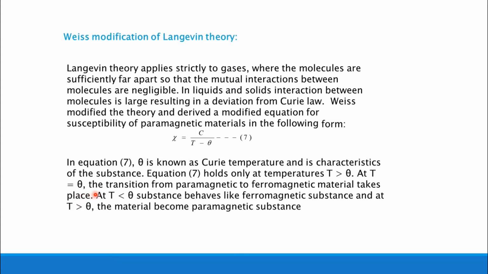At T is equal to theta, the transition from ferromagnetic to paramagnetic materials takes place. At T is less than theta, the substance behaves like a ferromagnetic substance, and at T is greater than theta, the material becomes a paramagnetic substance.